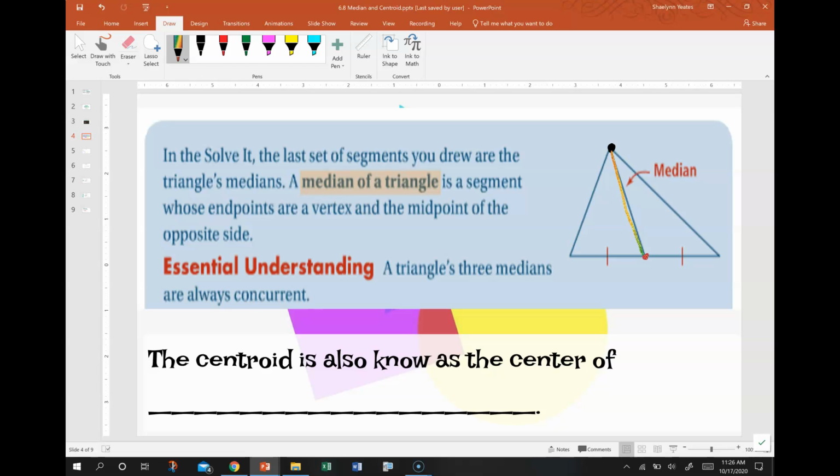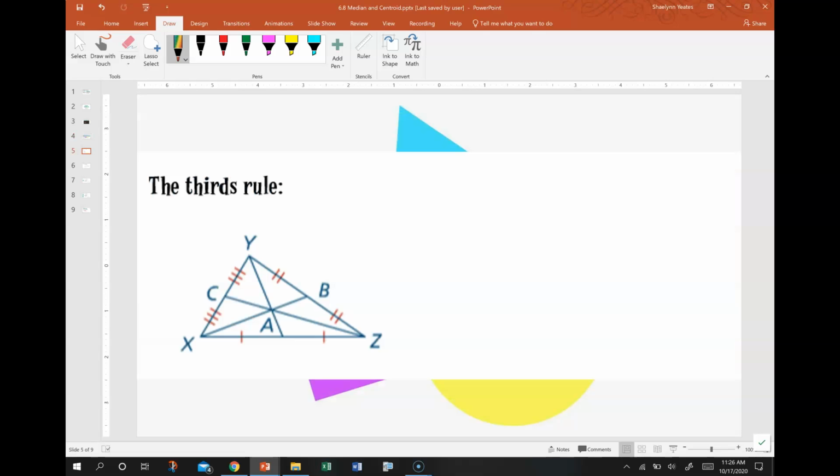Now the cool thing about the centroid is that because it is the center of gravity, it will always be inside the triangle. So the incenter is always inside the triangle and the centroid is always inside the triangle. Centroid being the center of gravity or that balancing point. Okay? So what's really cool about this is that there's something I call the thirds rule.